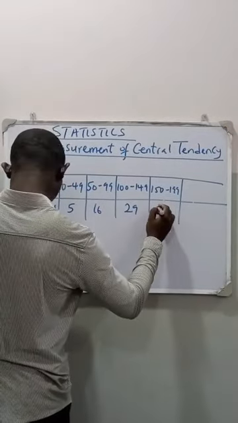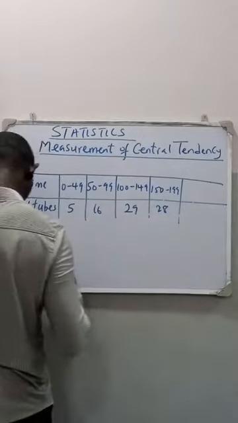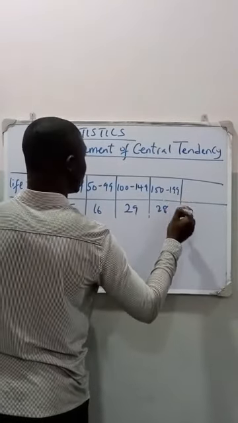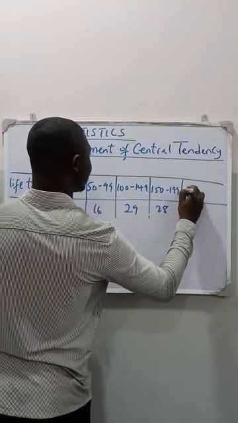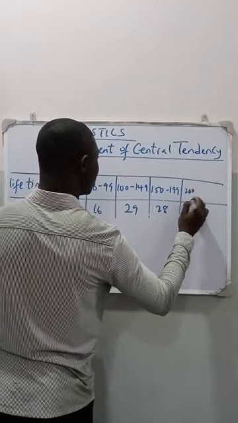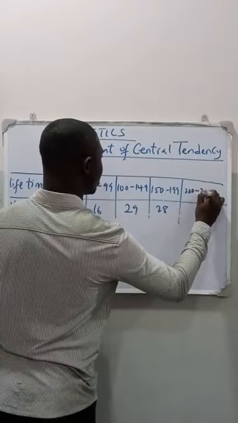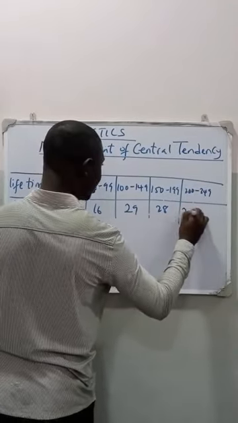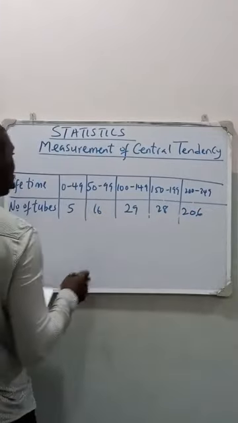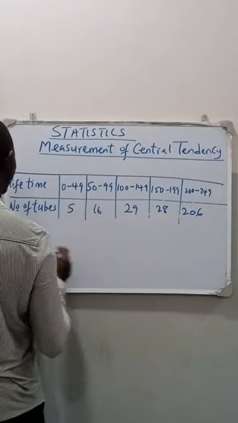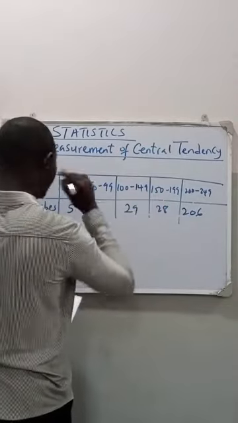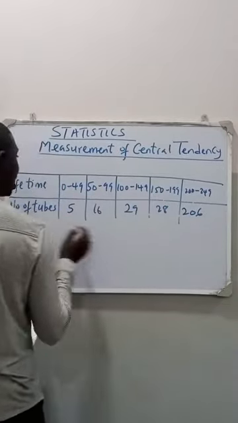This is 28, followed by 200 to 249, and this is 206. The next one that we are going to have, see under lifetime. So let me confirm my table. See under lifetime.